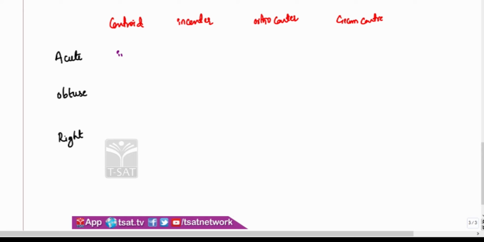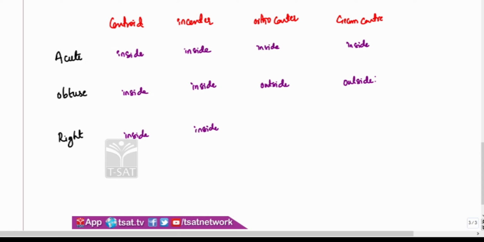Acute, all the centers are inside. Obtuse, centroid and incenter are always inside. The centroid is always inside, whatever the kind of triangle it is. But when it comes to obtuse, the orthocenter will be outside. The circumcenter is also outside.